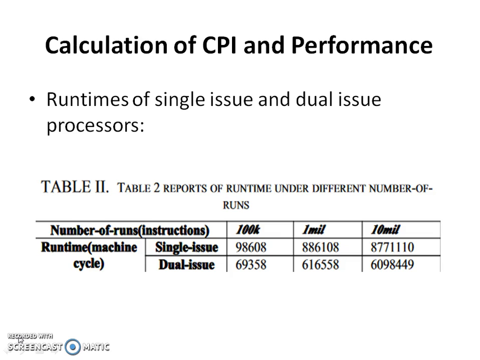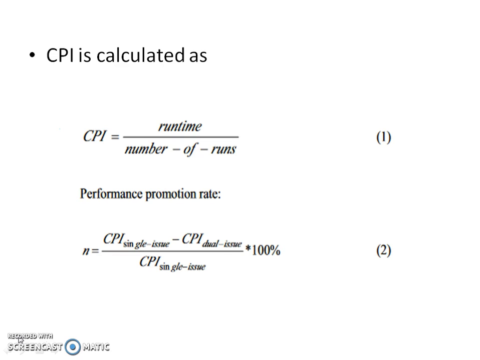Calculation of the cycles per instruction and the performance enhancement. The runtimes under different numbers of runs for single issue and dual issue processors are tabulated as follows. The cycles per instruction is calculated as the runtime over the number of runs, and the performance enhancement rate can be calculated as cycles per instruction for a single issue processor minus cycles per instruction for a dual issue processor, over the cycles per instruction of a single issue processor.